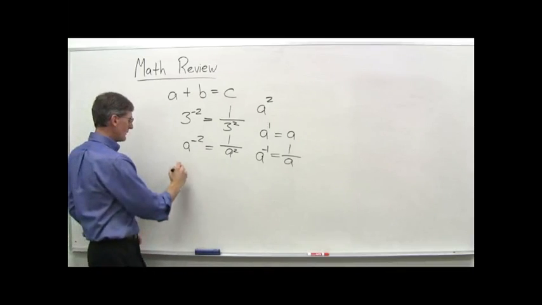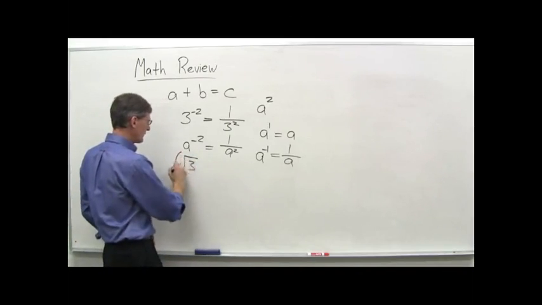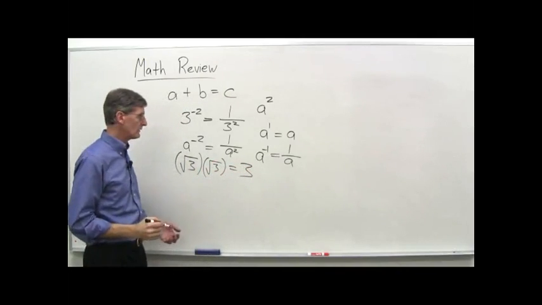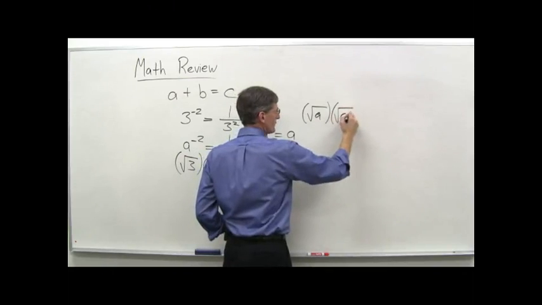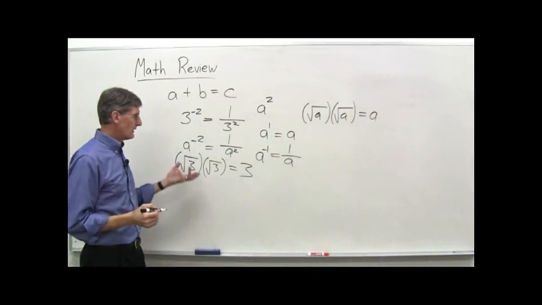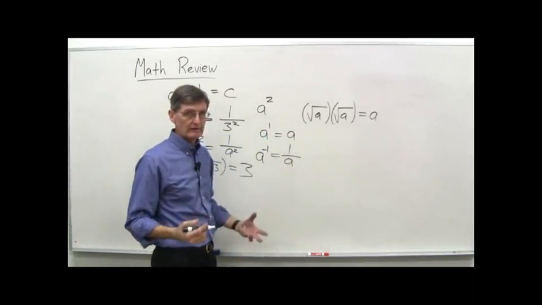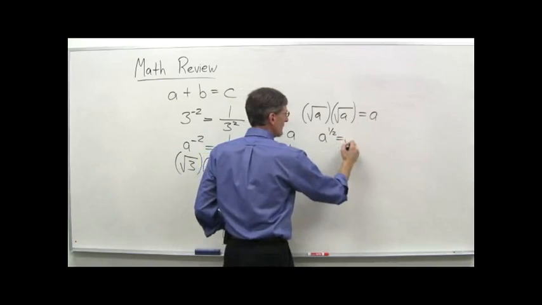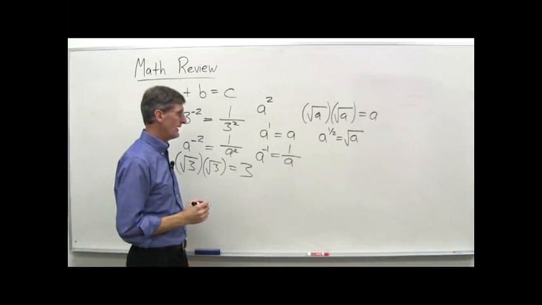We can also, of course, talk about things like the square root of 3, where if you take the square root of 3 times the square root of 3, you'll get 3 back again. So clearly if we have the square root of a times the square root of a, that's going to give us a back again. In exponent notation, instead of using the square root radical sign, we sometimes write this as a to the 1/2. So a to the 1/2 power is the same as the square root of a.